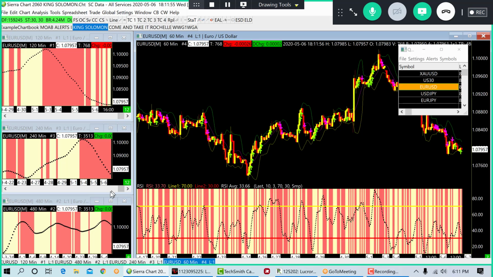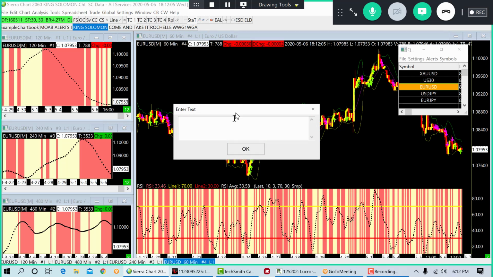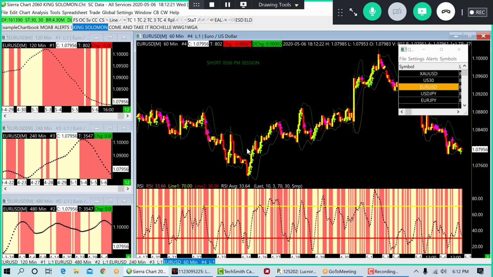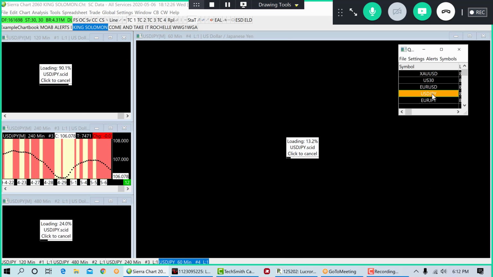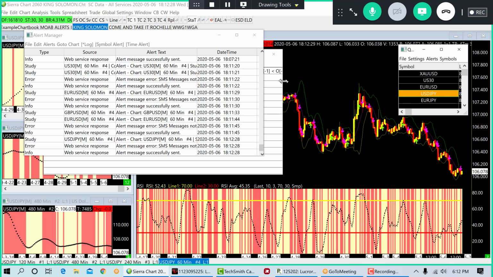Let's look at Euro dollar. I like this short. So what I'm going to do is short. And I could be wrong, there's no agreement here. Short, 5-6 PM session. So right now we're 1 for 1 on these trades. If you would have taken Euro dollar short, you would have made some money. The thing is, entry point.